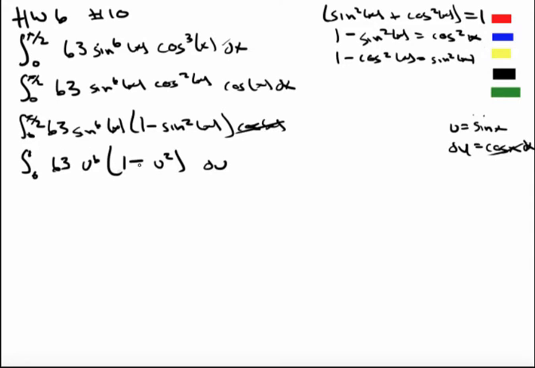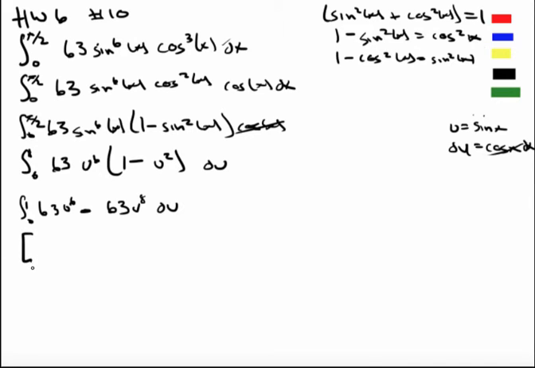Now we can multiply out and then find the resultant integral: 0 to 1, 63 u to the 6th minus 63 u to the 8th du. And so now this is an integral that we can solve.